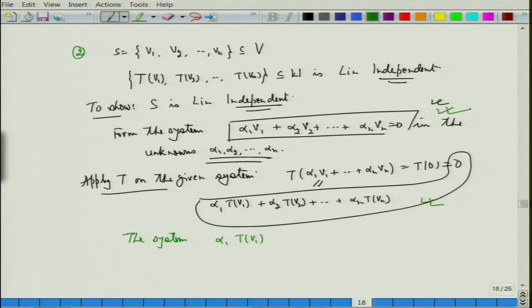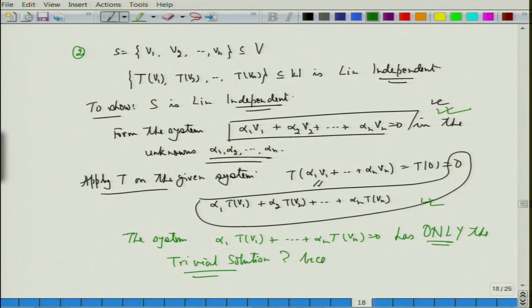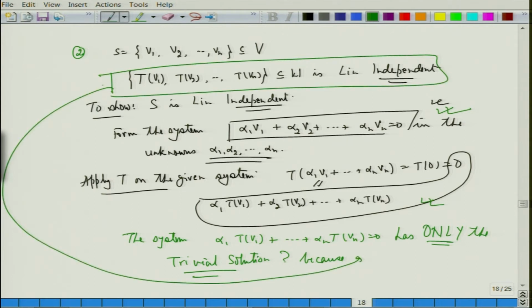Now, if I look at this system, the system alpha 1 T of V1 till alpha n T of Vn is equal to 0 has only the trivial solution. Why does it have only the trivial solution? Because we have been given that this set is linearly independent. Is that okay? So, this set is linearly independent, therefore, this has only the trivial solution. So, therefore, this will have only the trivial solution, and therefore, we have that this set is linearly independent. Is that okay? So, that is what it is.